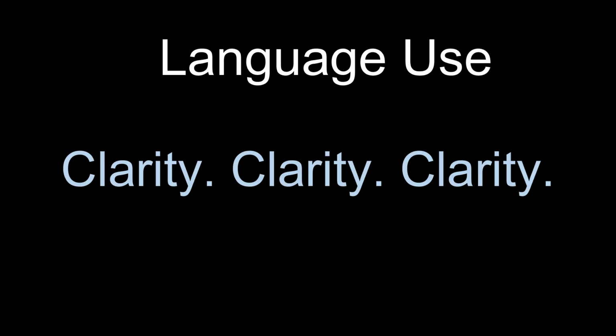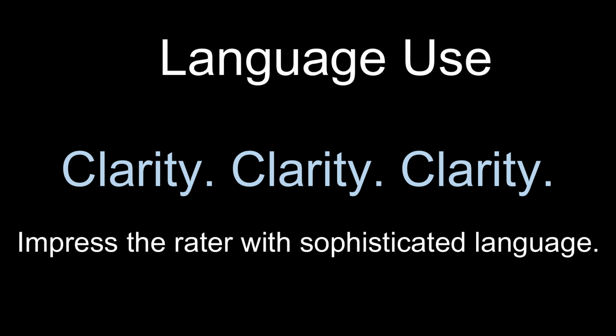Language use. Clarity is king. As long as the rater can understand your ideas clearly, you won't lose points for language. Excessive grammar errors can cost you points. If your writing makes it difficult for the rater to grasp your meaning, your score will likely suffer. Impress the rater with sophisticated language. Employ a variety of sentence structures and high-level vocabulary, not just from the reading and lecture, to express your ideas effectively. Remember, this can boost your score.